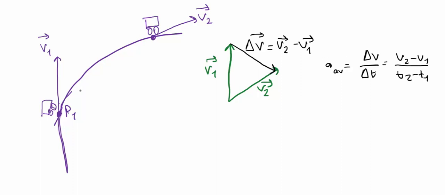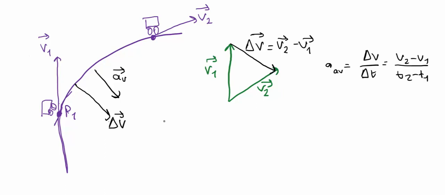Now I would like to show you something. Our delta V vector, as you can see, its direction is like this, and the acceleration vector is in the same direction. Average acceleration's direction is the same as the delta V vector. If you look at the motion, acceleration in a curved path is always towards the center of the curvature.